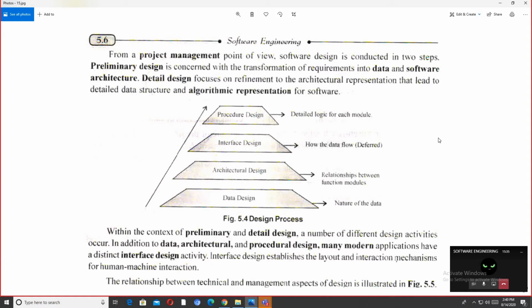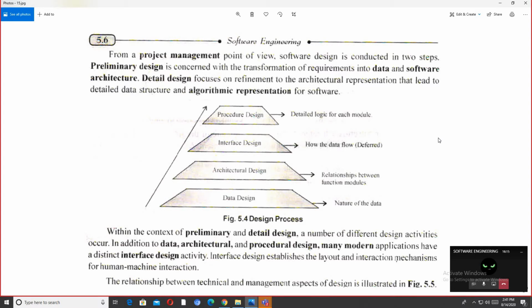Now in the architectural design, the relationship between the function modules, how the modules will be functionally connected to each other, is defined. Then it is the interface design, where the data flow is defined: how the data will be flowing on the interfaces, and what all interfaces will be there to accept data or to emit data as output. Then it is the procedure design component, which is the detailed logic for each module. For every module which we have created, there will be a detailed logic around it so that it can be taken care of.